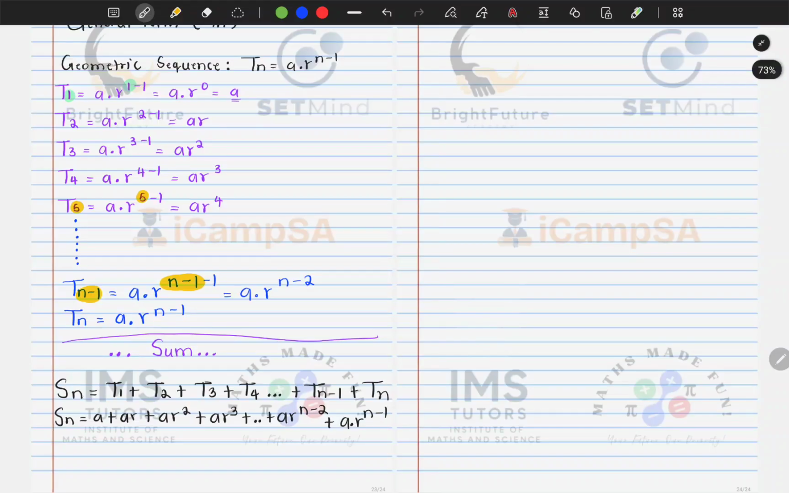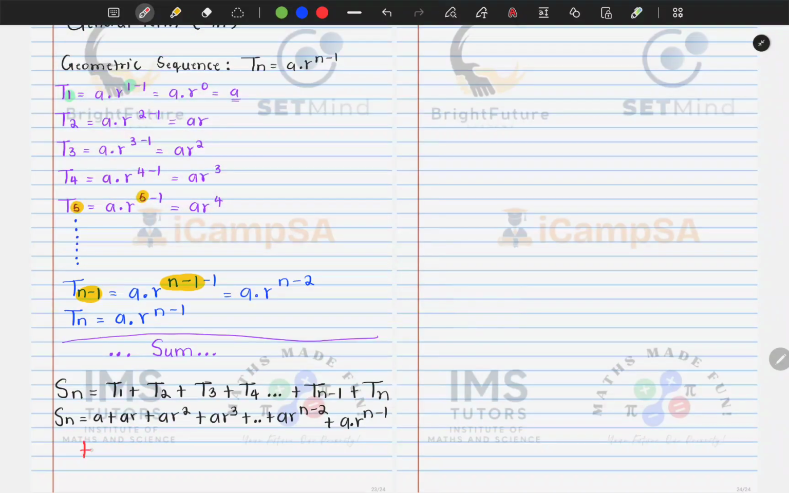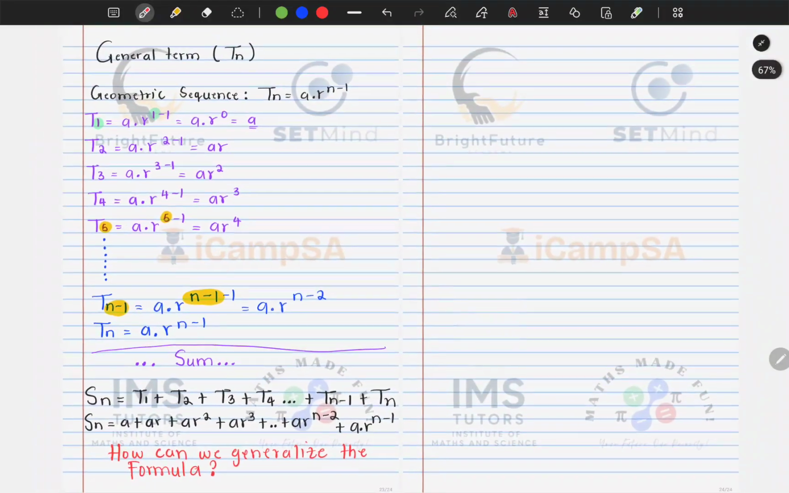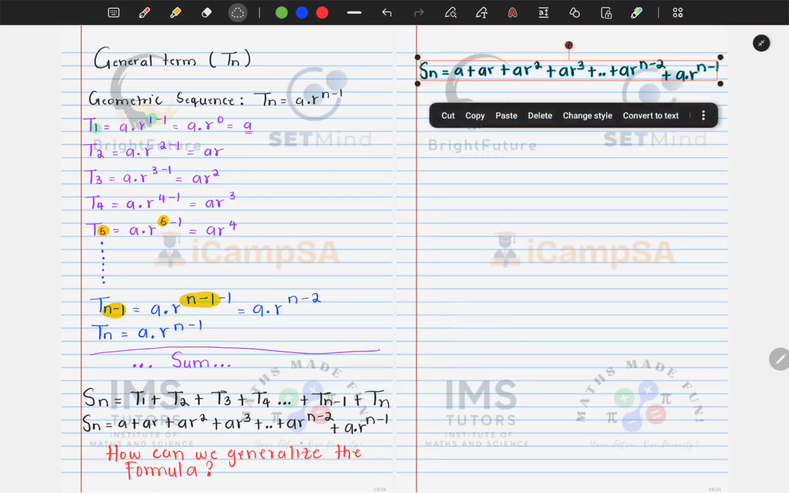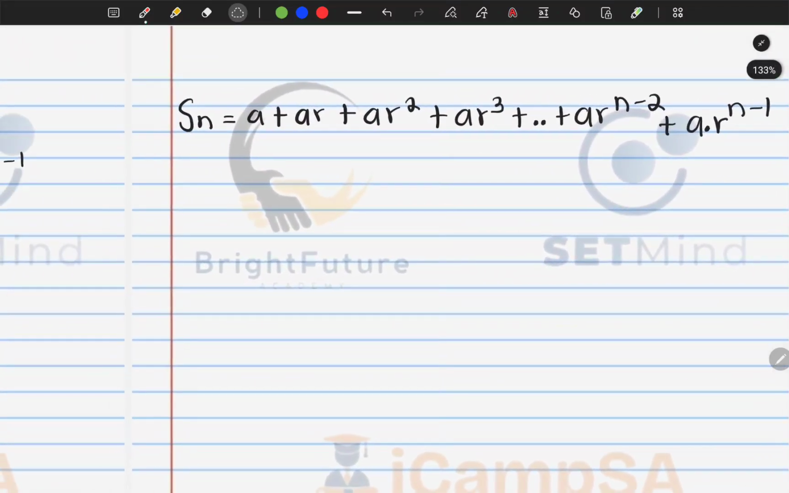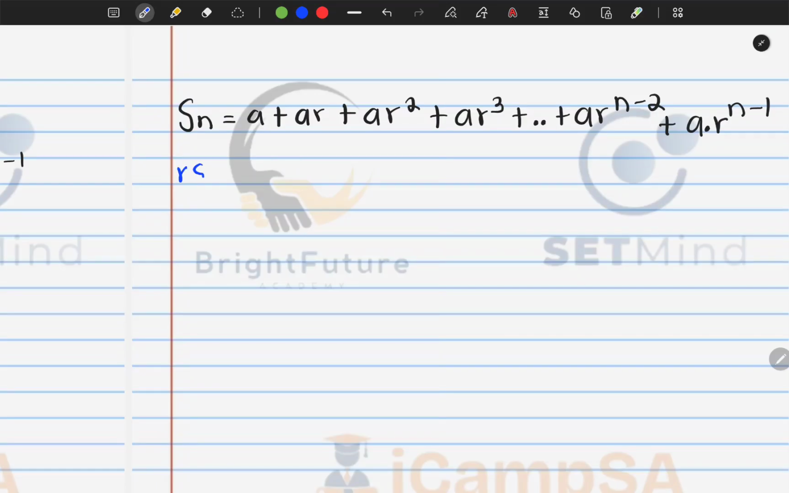Now the question which we need to ask ourselves is, how can we generalize this? Let's pose that as a question: how can we generalize the formula? Well, we are going to generalize it by manipulating it first. If you look at the current Sn, I'm going to multiply it by r. So I'm going to say r Sn.